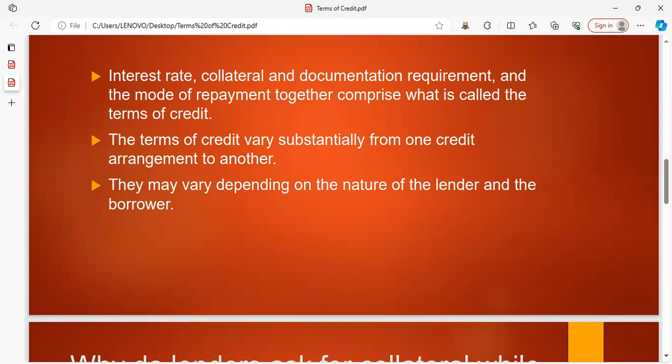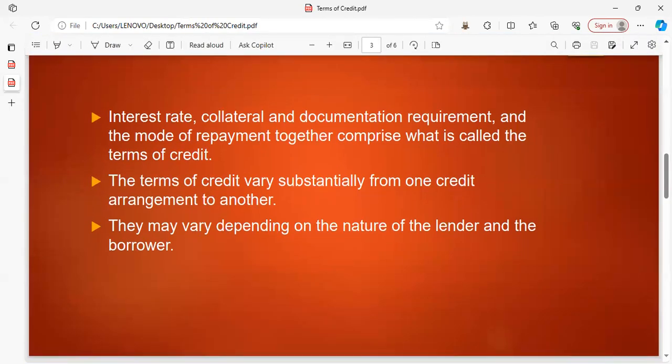That is, what is the interest rate charged, what collateral securities are demanded by the bank, and documentation, your ID proof, address proof, etc. Then the mode of payment, how you will pay the money. So all the terms and conditions will be written in a paper, and it is what we call terms of credit. The terms of credit may vary substantially from one credit arrangement to the other.